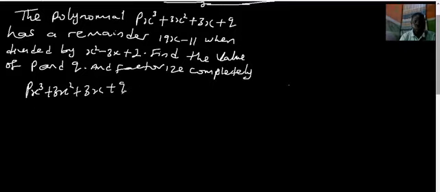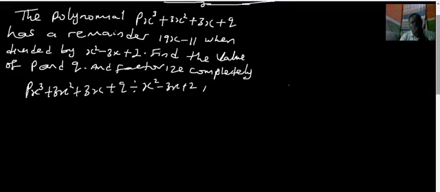Then you want to divide this one by this. When you divide this one by x squared minus 3x plus 2, it will give you a function of x plus the remainder. So you have the remainder there. So what are you going to do?